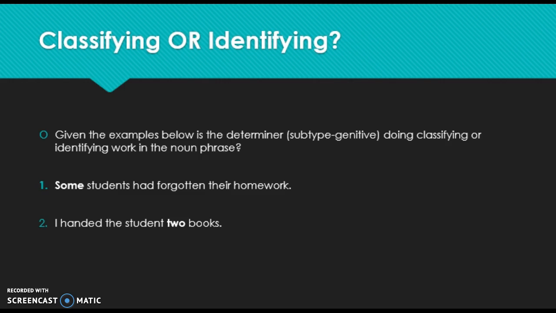I handed the student 2 books. In the noun phrase "2 books," do you know which books I handed the student? No. So it's a little bit more classifying. I'm saying of the whole set of books in the whole wide world, I handed the student 2 of them, but I haven't specified which 2 specifically that I handed.